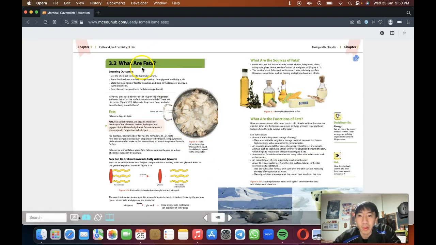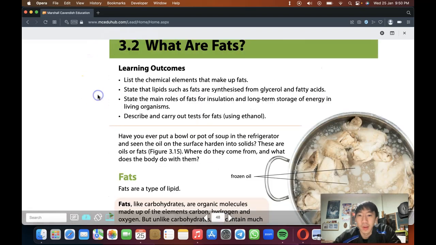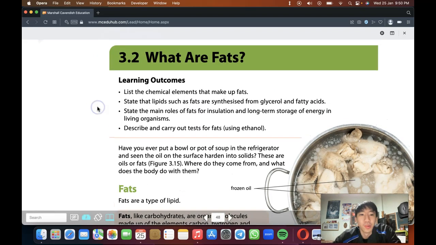Alright, now let's talk about fats. My favorite kind of nutrient. So what are fats? Learning outcomes: list the chemical elements that make up fat. State that lipids such as fats are synthesized from glycerol and fatty acids. State the main role of fats for insulation and long-term storage of energy in living organisms. Describe and carry out tests for fats using ethanol.